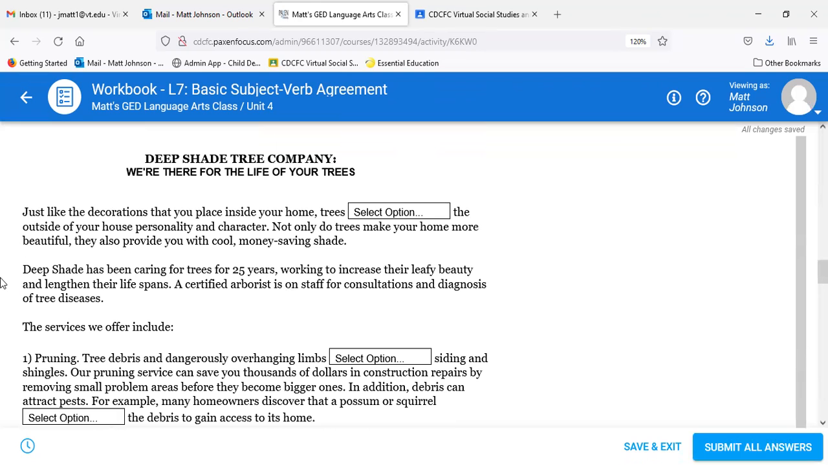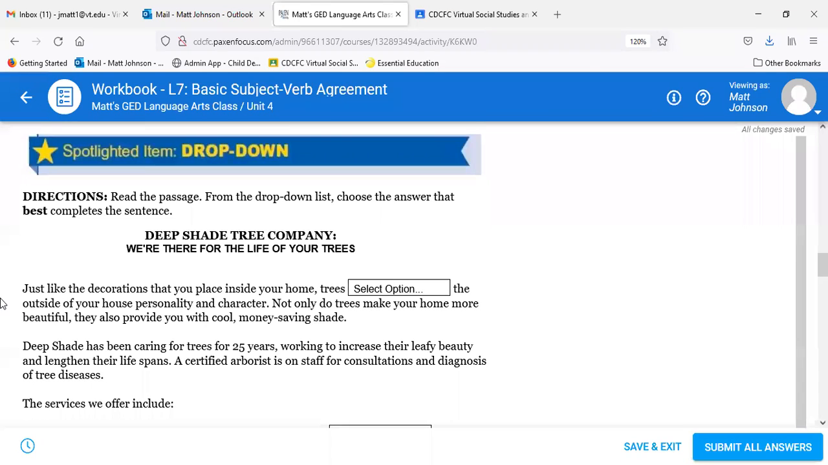All right, on to our paragraphs. So we're looking at the Deep Shade Tree Company. We're there for the life of your trees. Just like the decorations that you place inside your home, trees blank the outside of your house, personality, and character. Grace, what here?